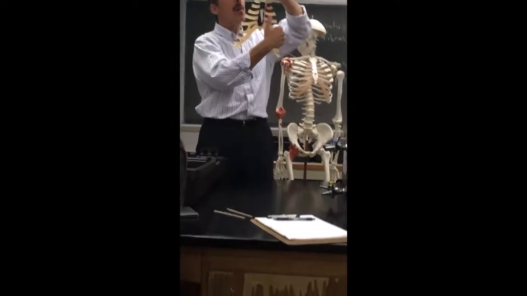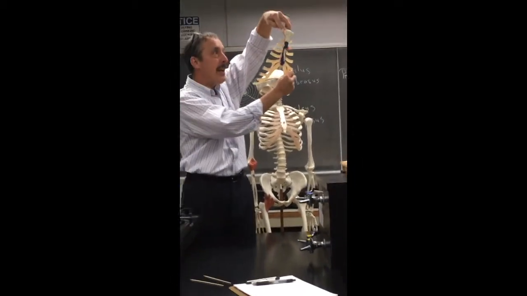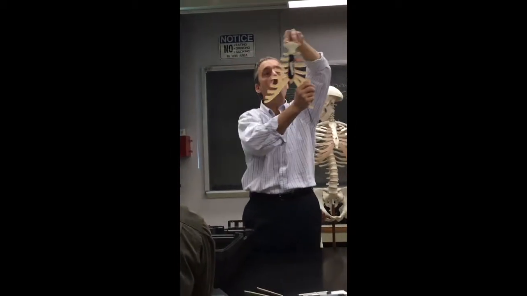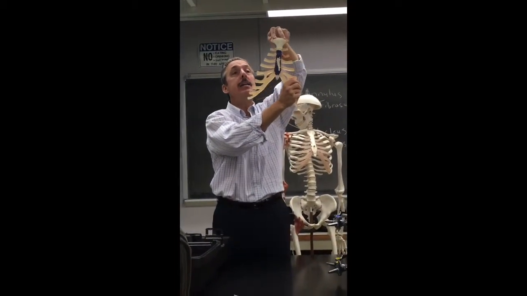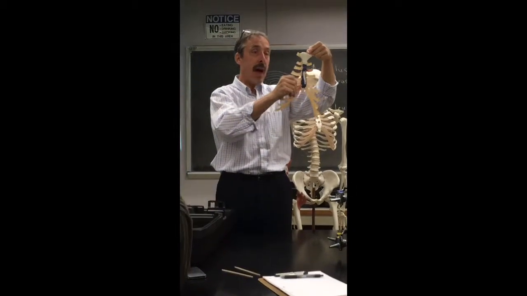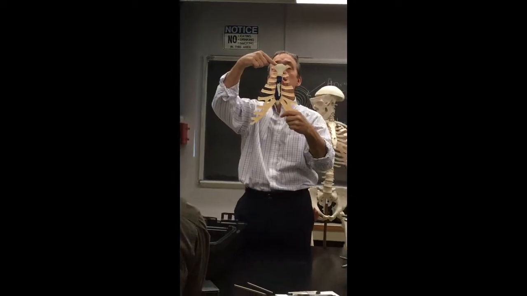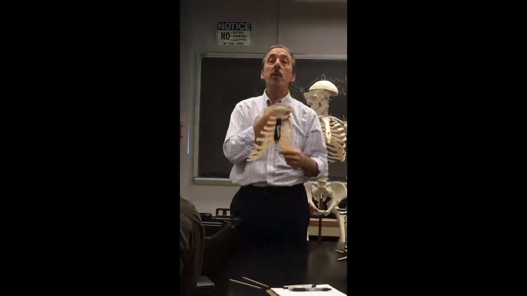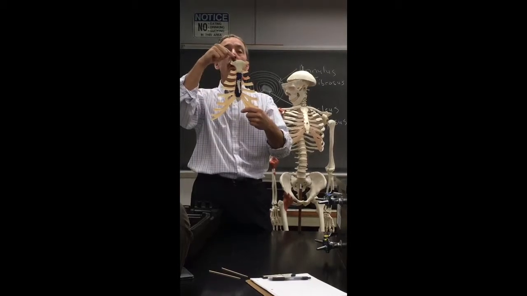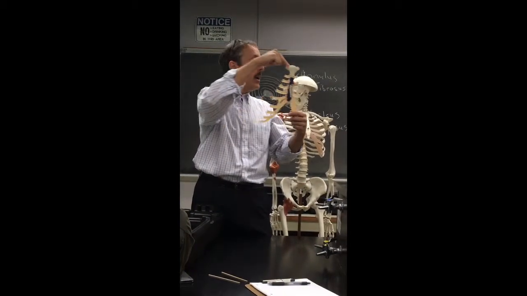Your clavicle is going into a notch right here where my 2 fingers are on the side of the manubrium. They are called the clavicular notches. They're going to receive the collarbone on the left, the clavicle on the left, and the clavicle on the right. So where you were feeling is where your collarbone goes to your manubrium. Those are the clavicular notches.